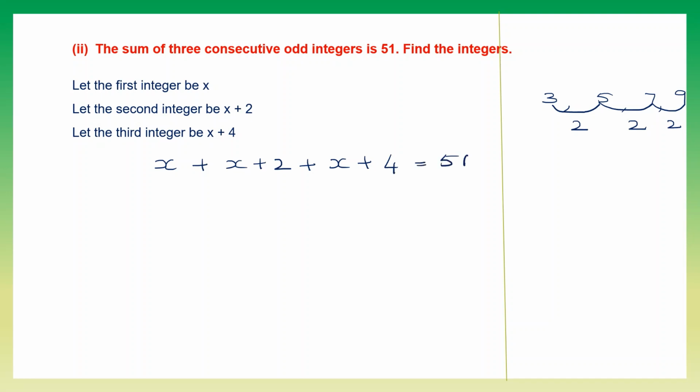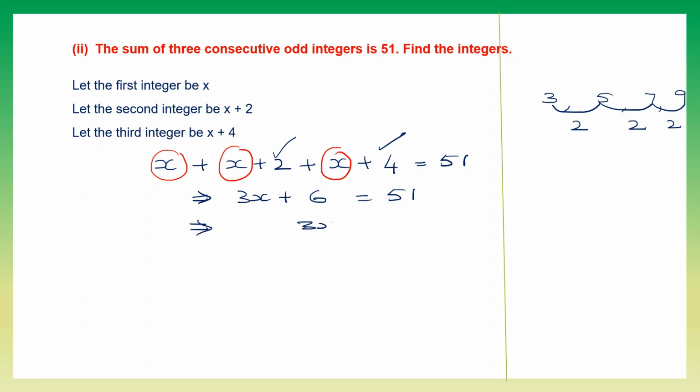So now let's look at all the x terms. Let's take 1, 2 and 3. So we have 3x terms there. So that means 3x plus, let's look at the whole numbers. We have plus 2 here and plus 4. 2 plus 4 is 6. So that is 3x plus 6 is equal to 51. Now first let's find the value of 3x. 3x will be 51 minus 6 because we have transposed this plus 6 from the left hand side to the right. It's become minus 6.